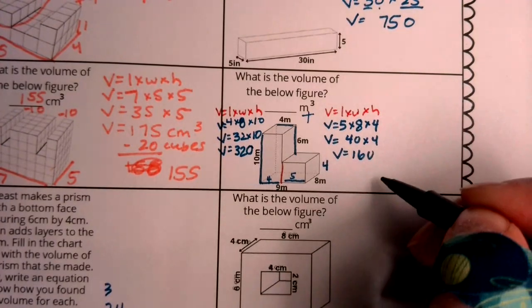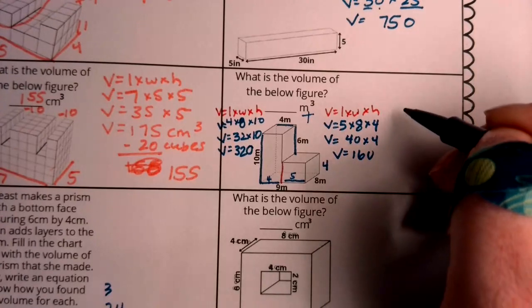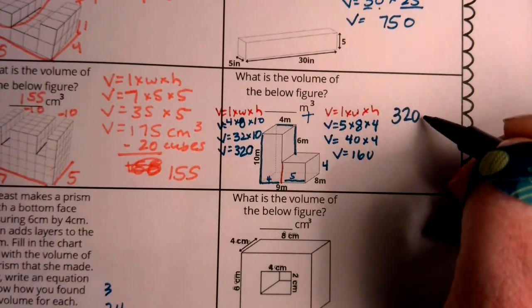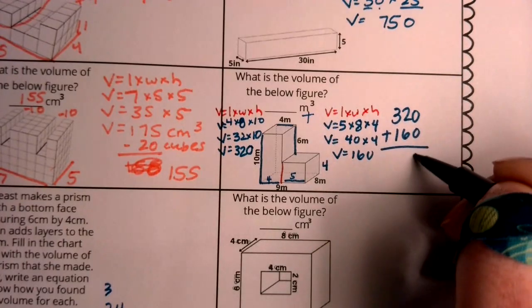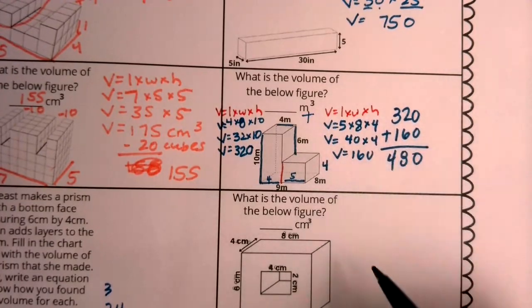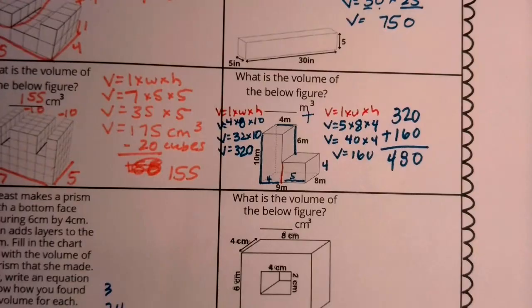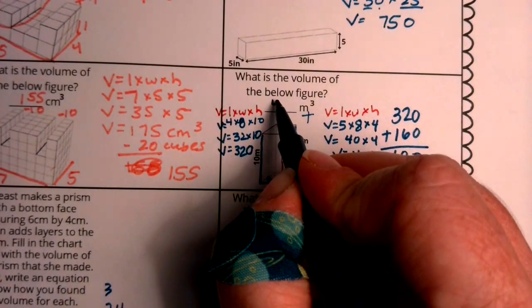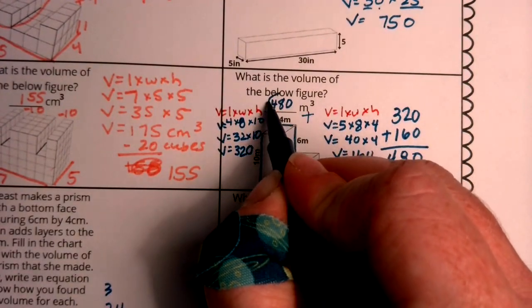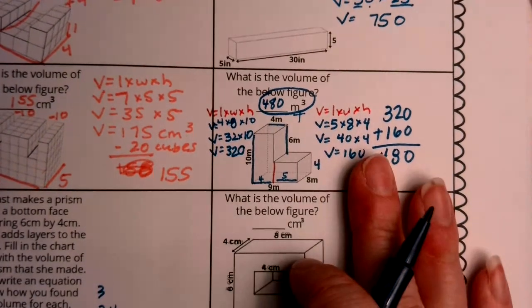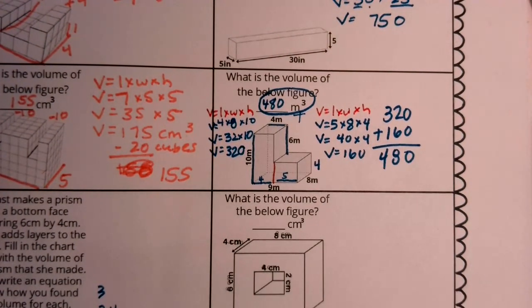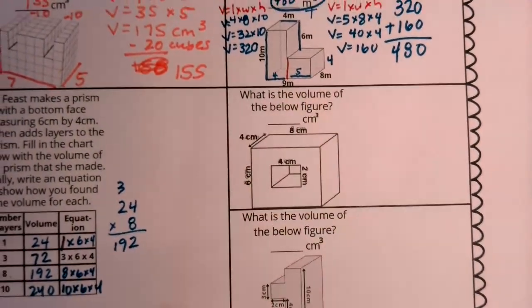Now I have my prism 1 was 320. My prism 2 was 160. I add those together, and that tells me my overall volume, which is 480 meters cubed. Now, that is a great strategy, but it is not the most efficient strategy for this one.